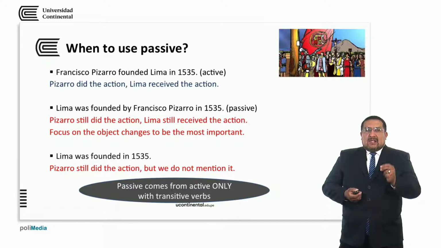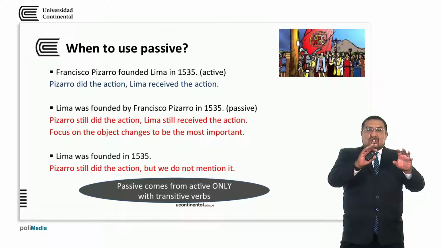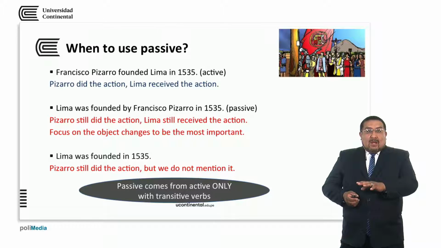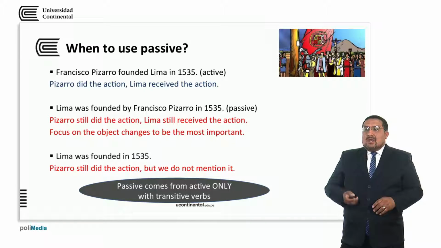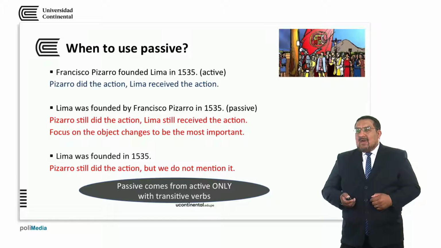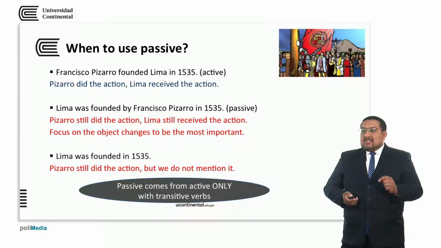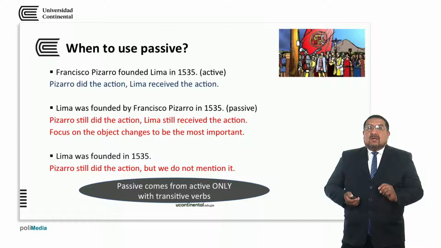But what happens to this sentence? Pizarro is still who did the action. Lima still received the action, but the focus of my attention changes to be the object, the most important part of my sentence. But if you want, you can not mention Francisco Pizarro. You can say Lima was founded in 1535. So Pizarro still did the action, but we do not mention him. So the passive comes from the active only with transitive verbs. That's something that you have to remember all the time.